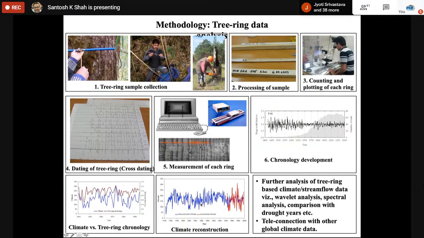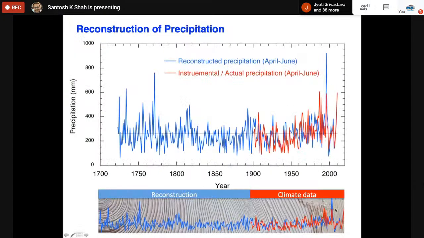In visualization, you can see it this way. This is the tree ring sample, and this red one is the climate data and the tree ring data. Then that tree ring data is translated into reconstructed climate data. So technically we got a longer climate record based on the tree ring record.